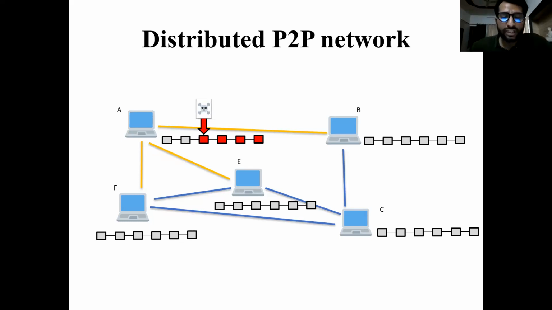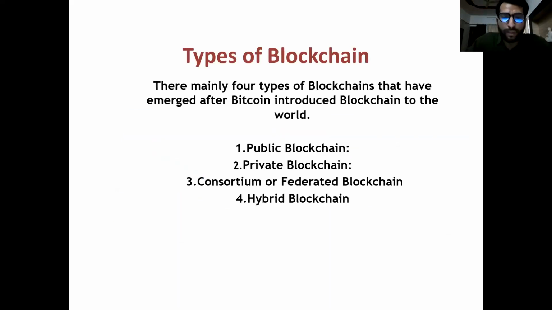So B, C, E, and F have the same blockchain, while A has a different one because A is hacked. In that case, it is traceable, and B, C, E, and F will give a notification to A that your blockchain has been hacked. You can roll back to the chain. So they will take the data from B, or from the E and F nodes, and they will get back to the original chain, right? Is that clear?